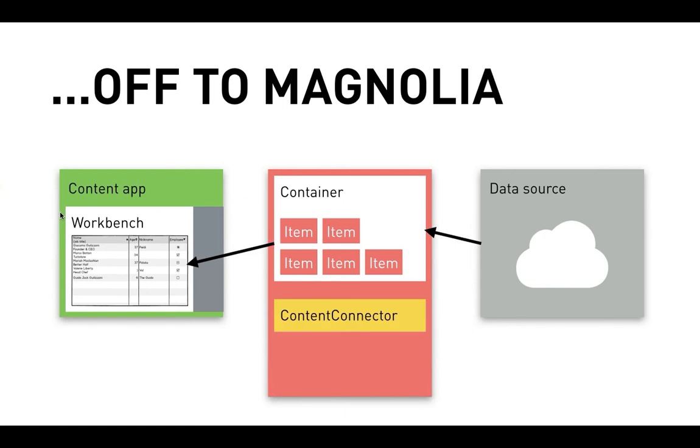What Magnolia adds on top, and especially to integrate it much better as a content app, is the content connector. It's actually a rather small part on top of the container, and we're going to talk about it a bit later on. From this content connector, you can then use it to connect other typical content app components with it and integrate the whole picture together.